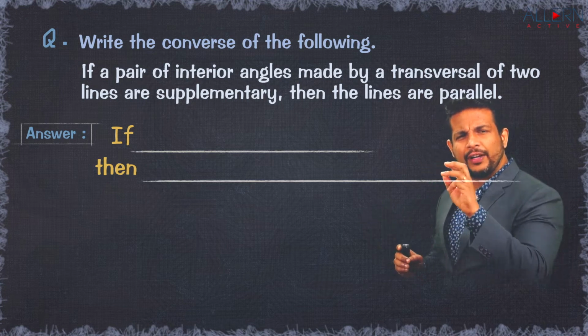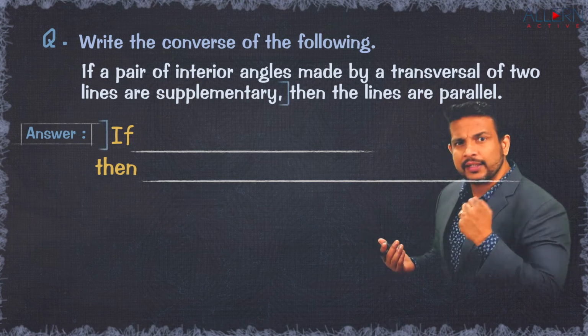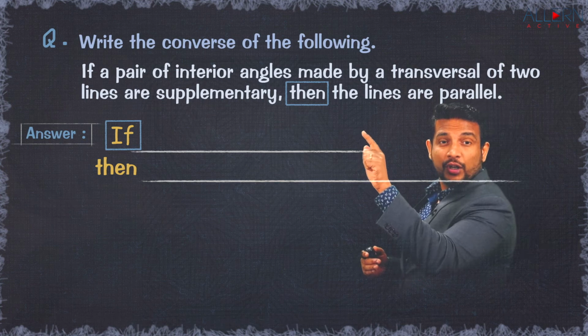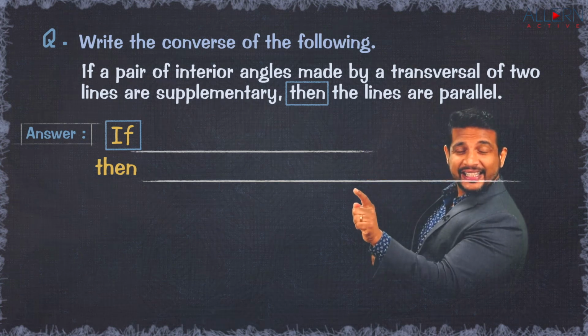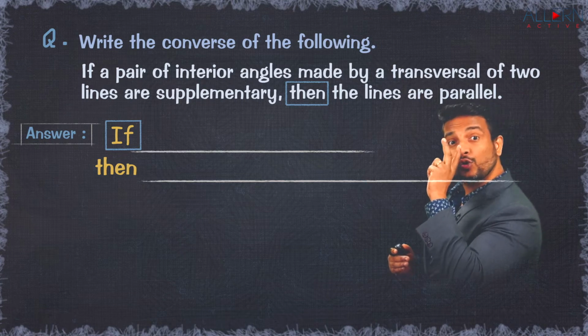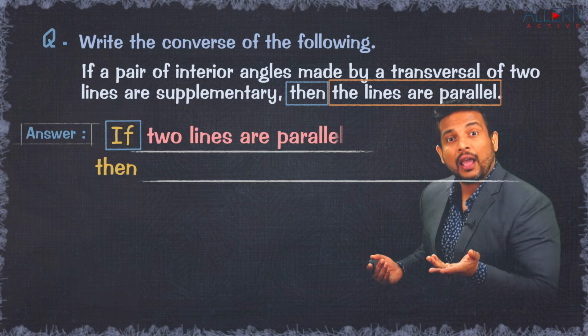Let's read the statement once. It says, if a pair of interior angles made by a transversal of two lines are supplementary, then the lines are parallel. So we are going to focus on the consequent because that becomes the antecedent here. The consequent is lines are parallel. How many lines? Two lines. So we write here, if two lines are parallel, then what happens?